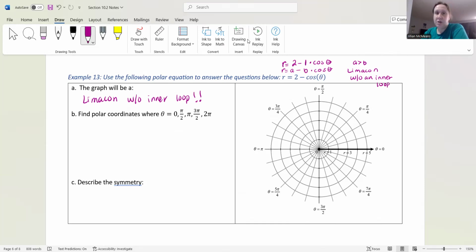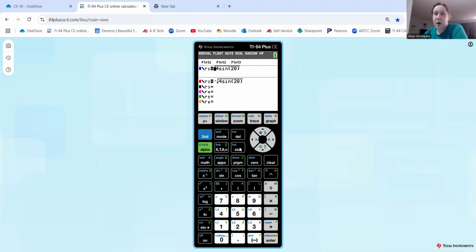We are going to be cheaters, but nobody has to know. All right, where is my calculator? Okay, so let's go to y equals. Let's clear out all the old stuff. And we want to type in 2 minus 1, we don't really have to put the 1, but it's 2 minus 1 times cosine theta.